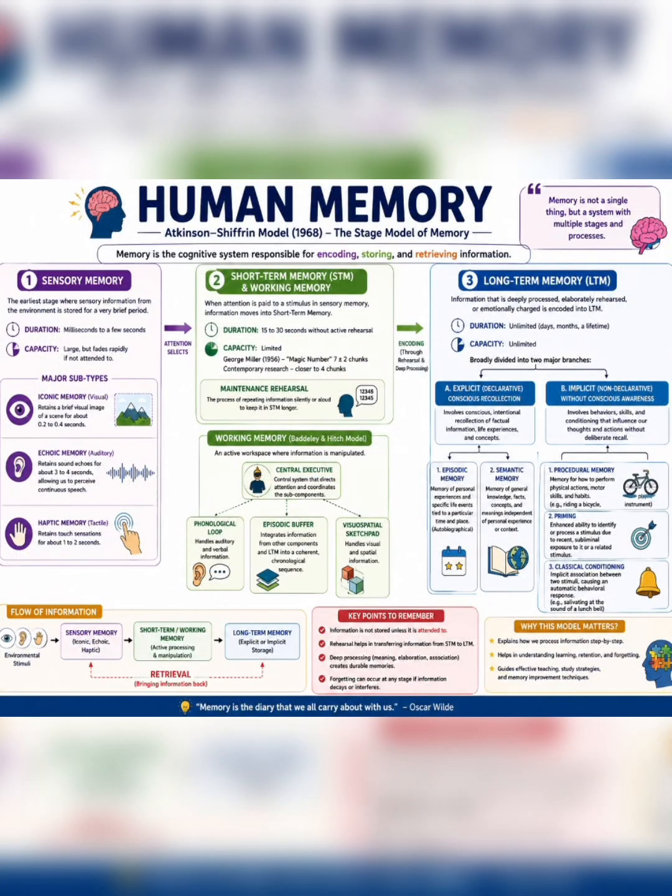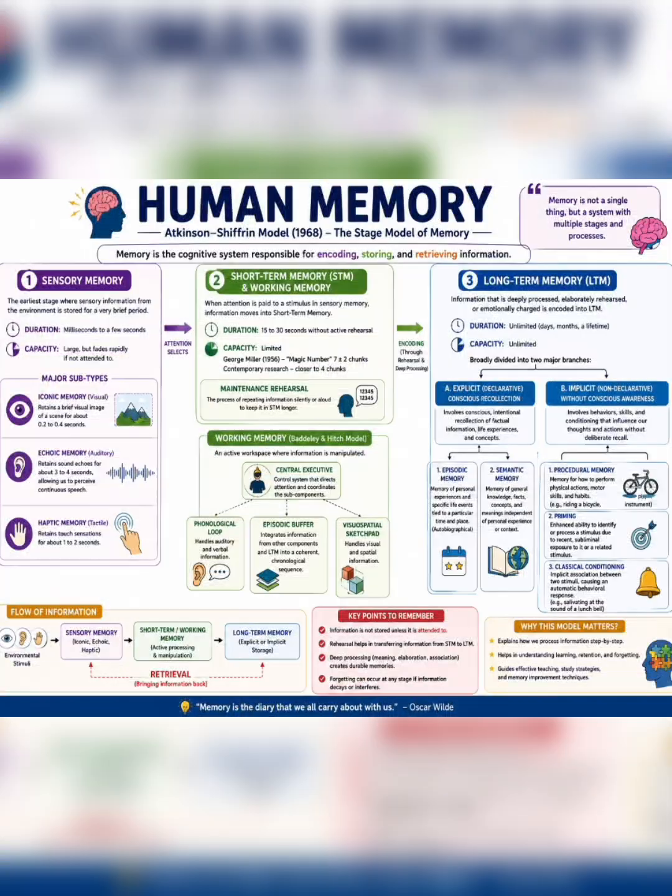Its duration is incredibly short, just milliseconds to a few seconds, but its capacity is quite large. However, if you don't immediately pay attention to it, it fades rapidly, and it contains three major subtypes based on our senses. That is iconic memory, which is related to visual, and that is for about 0.2 to 0.4 seconds. It's like a lightning fast mental snapshot.